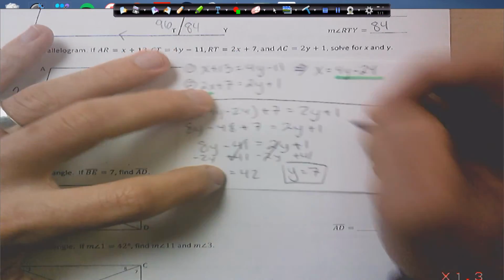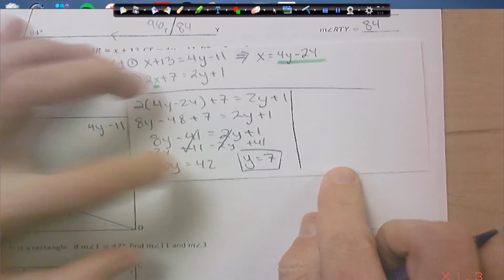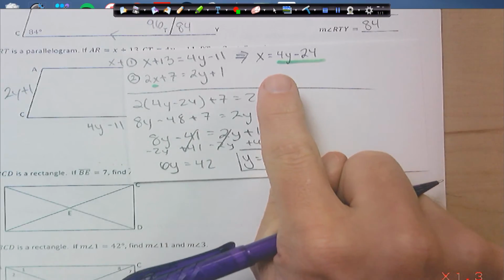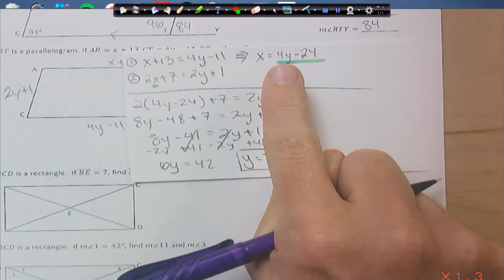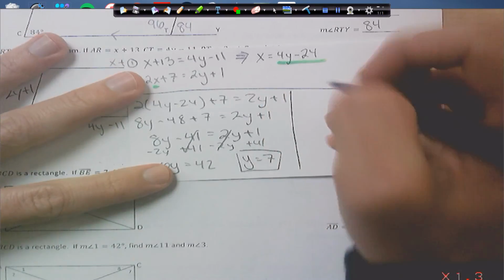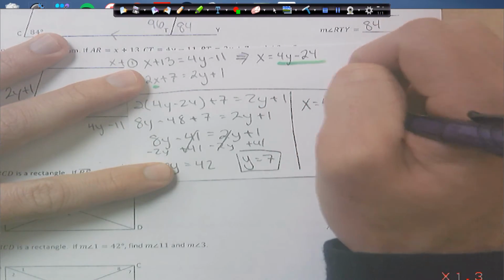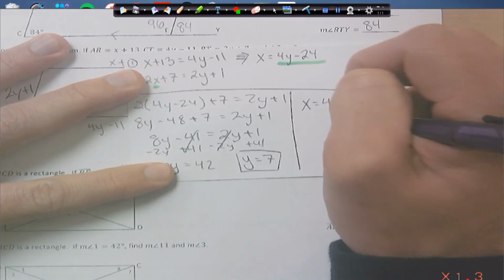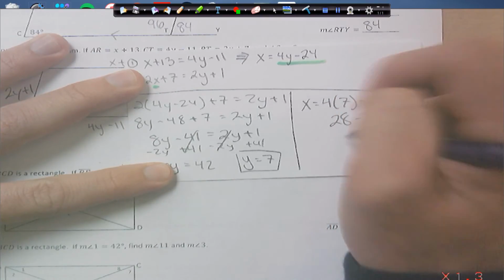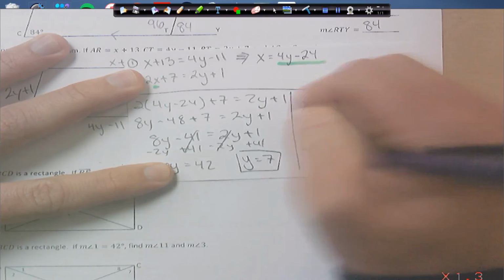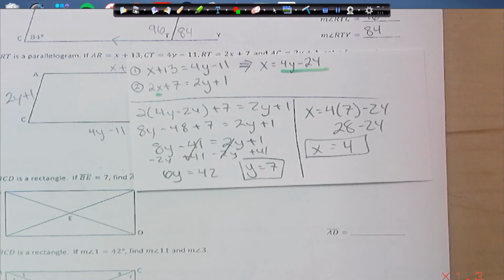Now that I know that, I can go ahead and plug y back into one of my original equations, number 1, but it's changed a little bit. And we get x equals 4 times 7 minus 24. That's 28 minus 24, so x equals 4. So those are my two answers. If you need to, pause that to get all that work done. That's some good work right there.